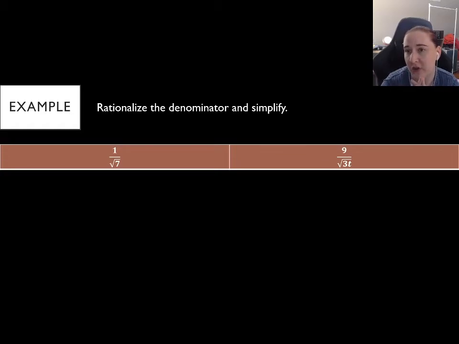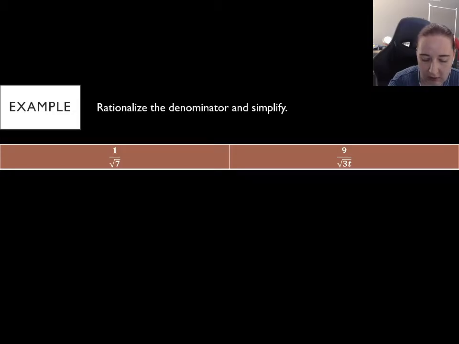Here it says rationalize the denominator and simplify. So you may also see just simplify, and it means the same thing, as you don't want your final form to have a radical in the denominator. So we've got 1 over the square root of 7. We need to get rid of the square root in the denominator. If it's a square root, you multiply the top and the bottom by that denominator, by the same thing.